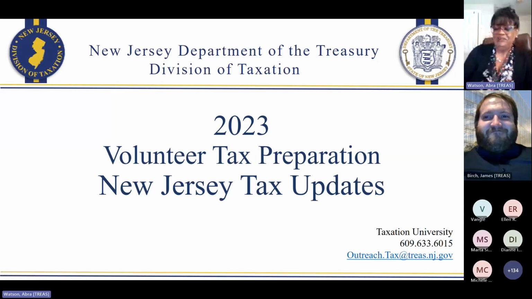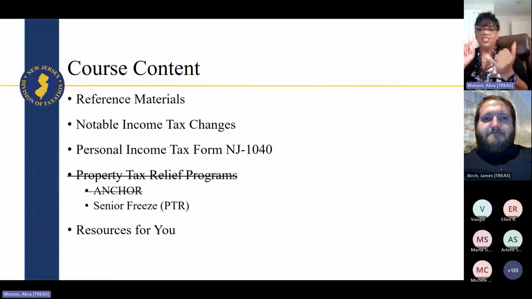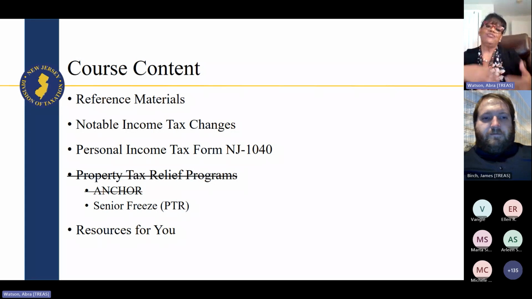All right, so here's what we're going to talk about tonight. We're going to go over some of the reference materials. We'll talk about some notable income tax changes, the personal income tax form, the NJ 1040. We're going to go through traditionally what we went through, the sections of the form, how they're completed. Most of you already know most of this, so it's just a very brief review. We're just going to touch on some common areas that you encounter.